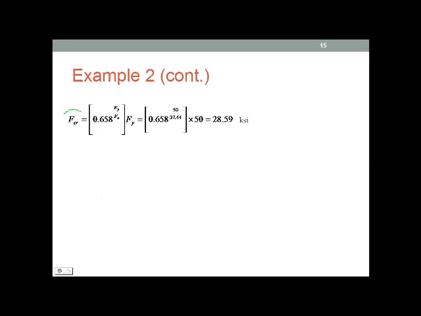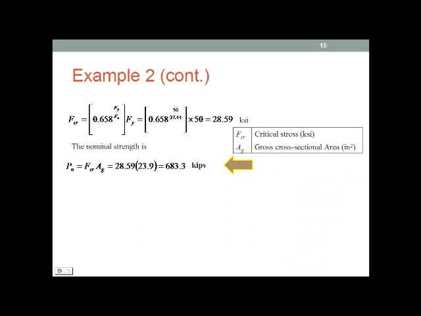Calculate the critical stress, Fcr, using the following equation: 0.658 to the power Fy/Fe, the whole thing multiplied by Fy. Now if you substitute for the unknowns, you'll get a critical stress of 28.59 ksi.